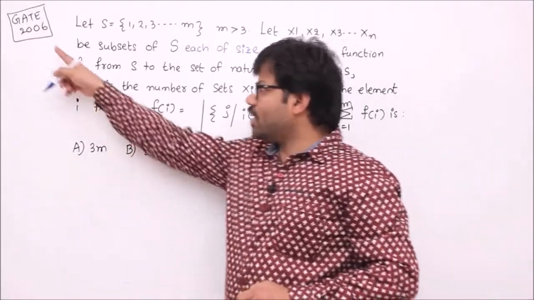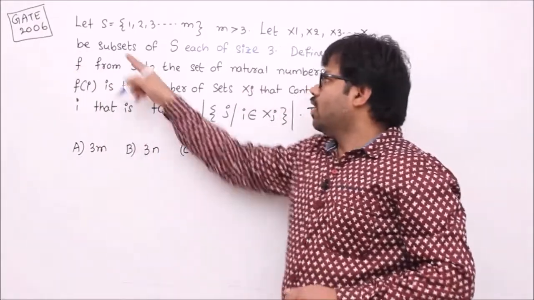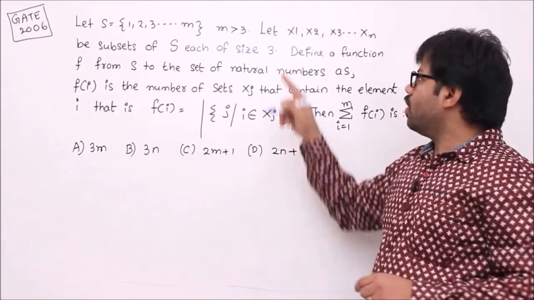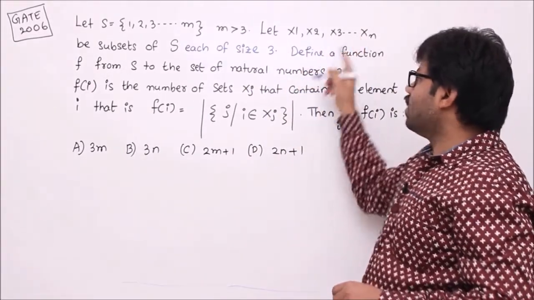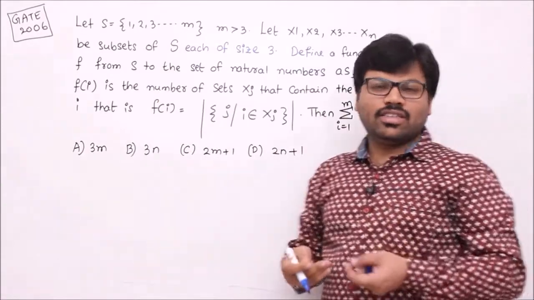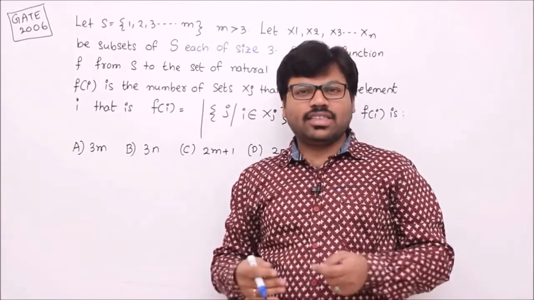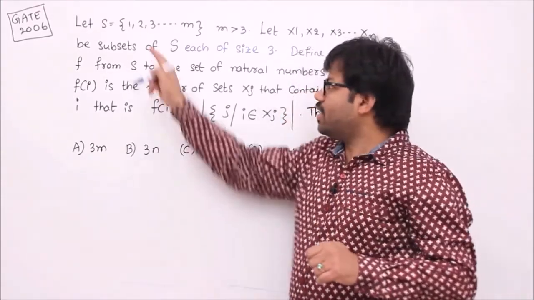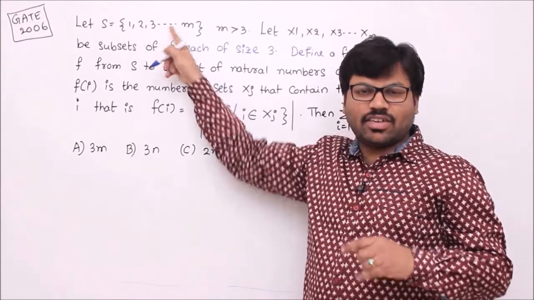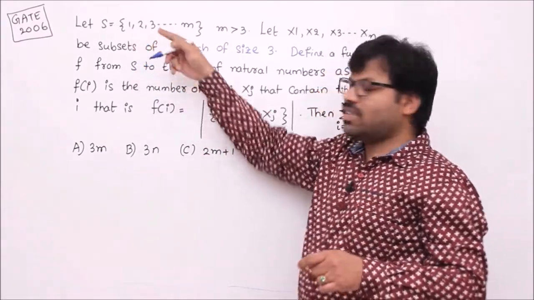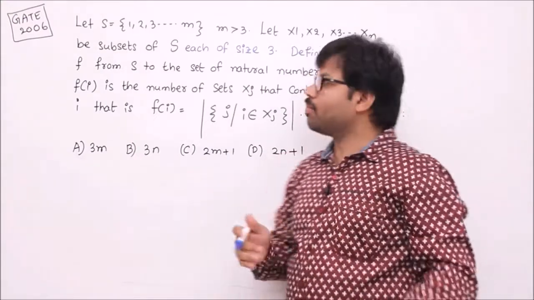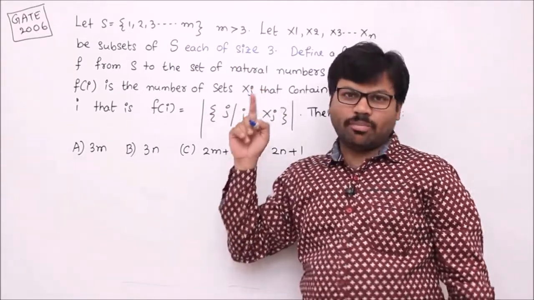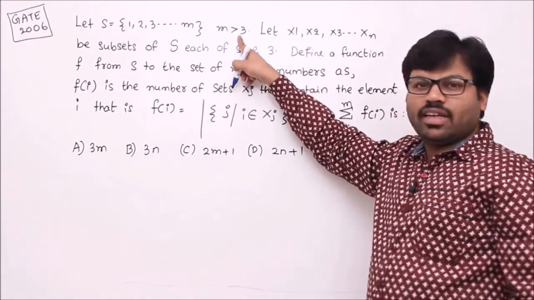Okay, let's see the second question, which is asked in GATE 2006. You have a set S which contains m elements, and m is greater than 3. X1, X2, X3, so on Xn are subsets of that set S. Whenever a problem is given with sets, my suggestion is always to imagine it with some real world objects. Let's take all these elements as teachers. If you assume this as teachers, then you can easily connect to the problem. S is a set of m teachers, numbered 1, 2, 3, so on m, where the number of teachers is greater than 3.